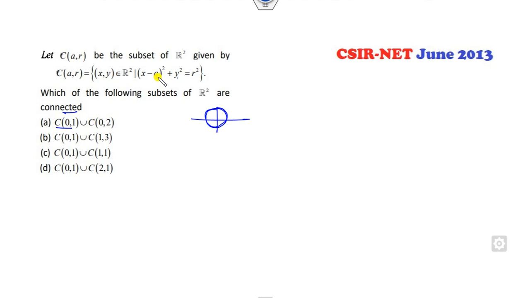(0, 2): X square plus y square is equal to 4. So that means a circle of radius 2, only boundary points. So clearly they are disconnected. If you start from this boundary, are you able to reach the outside? No, because these elements are not included. Only equality. So this option is cancelled out.